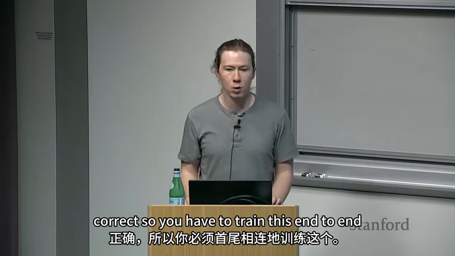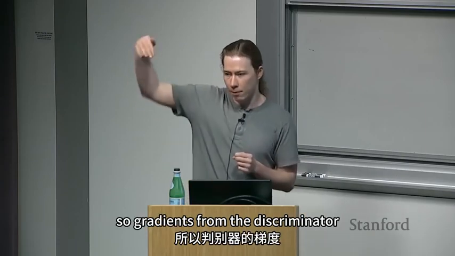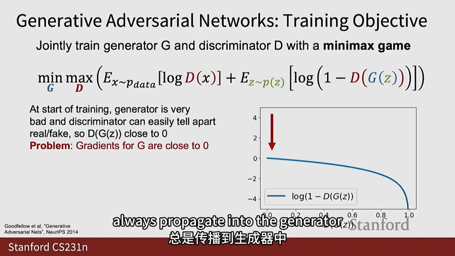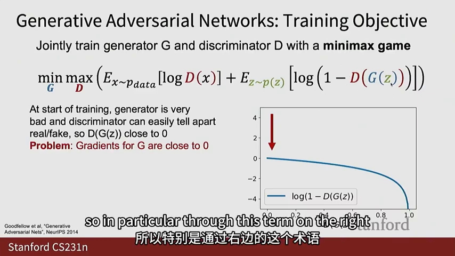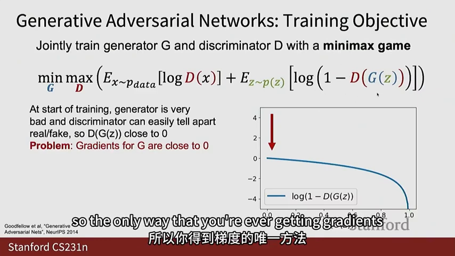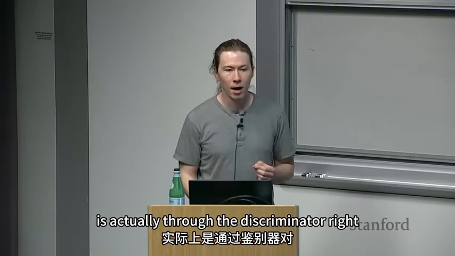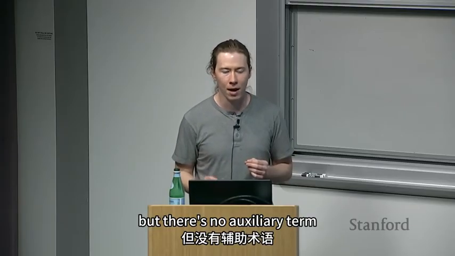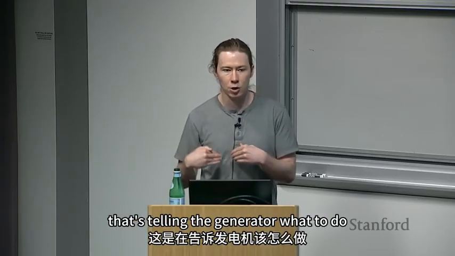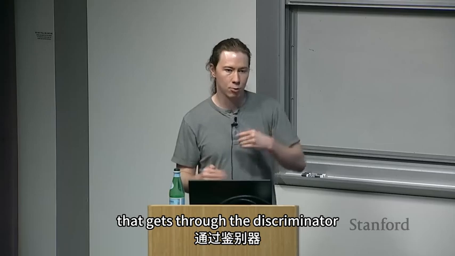Correct. So you have to train this end to end. Gradients from the discriminator always propagate into the generator, in particular through this term on the right. The only way that you're ever getting gradients onto the generator's parameters is through the discriminator, right? Unless you have some regularizer in here, there's no auxiliary term telling the generator what to do other than the gradients it gets through the discriminator.